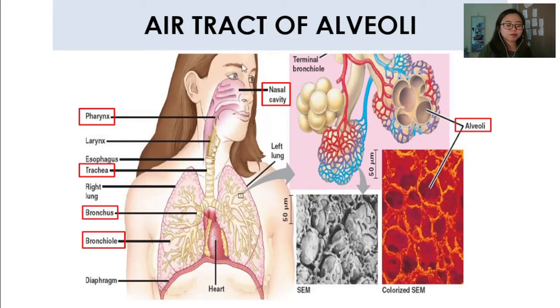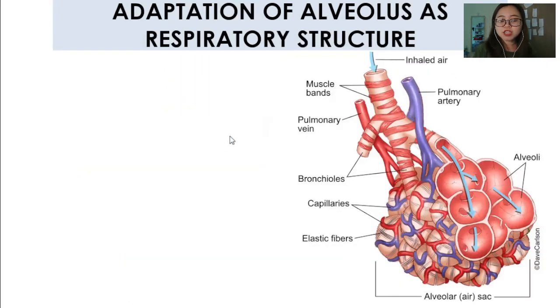Okay, daripada hidung, udara boleh masuk terus daripada hidung kita turun kepada trachea, kepada bronchus, kepada bronchiole, dan masuk ke dalam setiap alveolus. Okay, so this is the air tract, or where the air can pass on the way to the alveoli. Alright, so let's talk about the adaptation of alveolus as a respiratory structure. Mari kita belajar pasal alveolus yang membenarkan kita untuk bernafas.